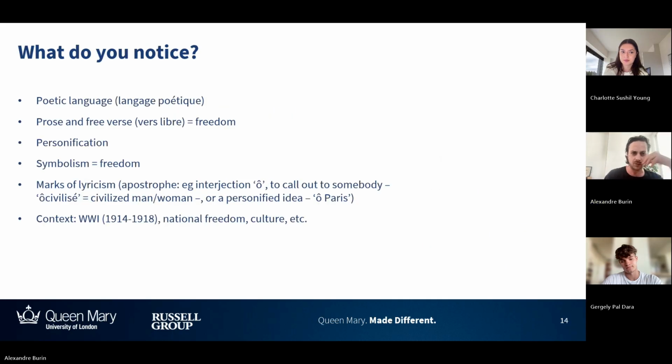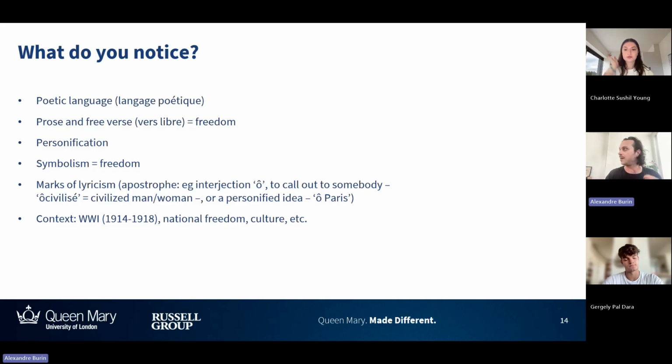And what is it that you notice on that particular calligram, La Tour Eiffel? Well, we still do have poetic language, langage poétique in French. But there's a mix of prose and free verse, which is called vers libre. So it really gives you a sense of artistic, poetic freedom when it comes to the writing of poetry. Personification as well, and that is both for the Reconnais-toi and the Eiffel Tower poem. So here, symbolism is also an attribute to freedom.